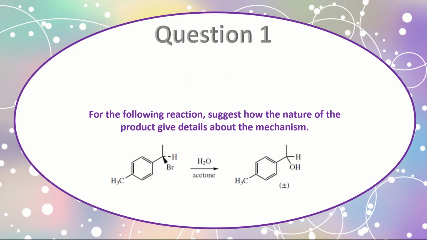So that leads us to our first question, which is, for the following reaction, suggest how the nature of the products gives details about the mechanism. Right, so just take a minute, pause, and attempt to answer this question. But what we're looking at here is, we have a chiral center here, and in the presence of acetone and water, we get a racemic mixture. So this plus-minus suggests that we have a racemic mixture here.